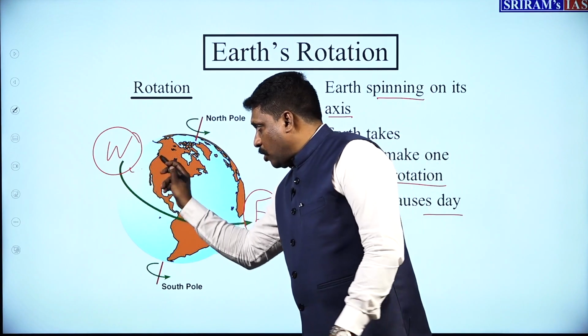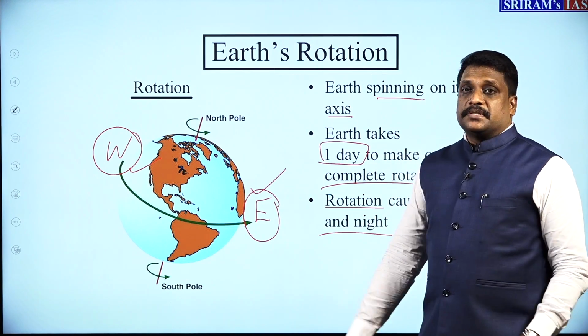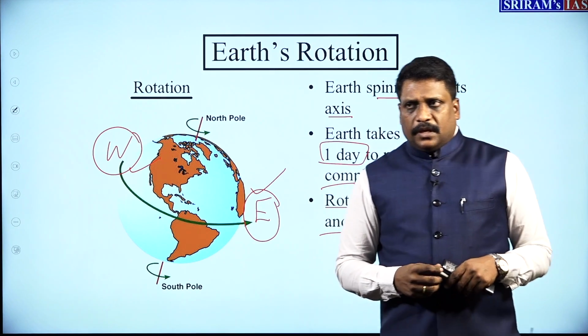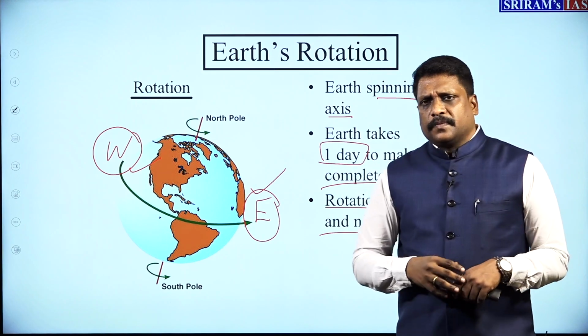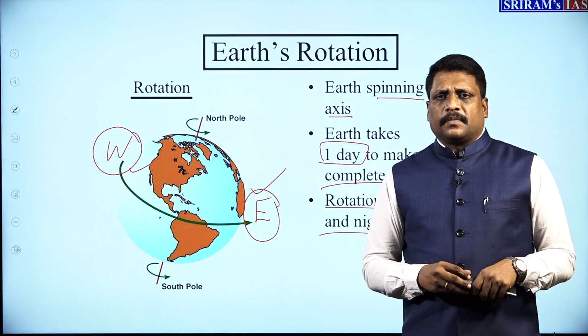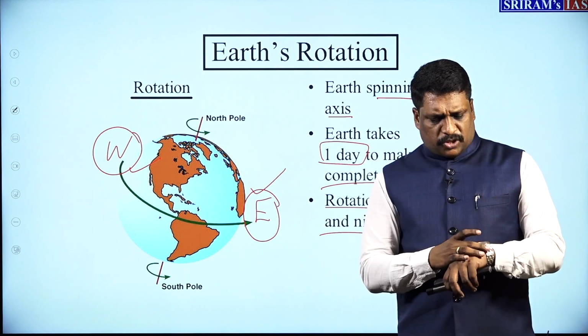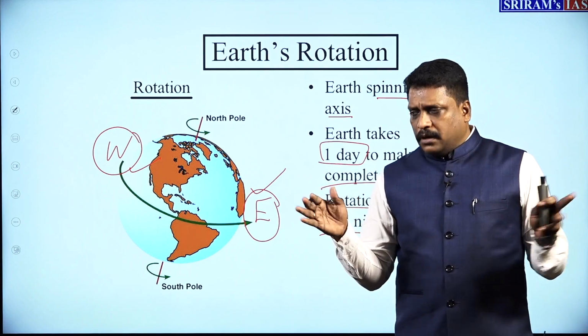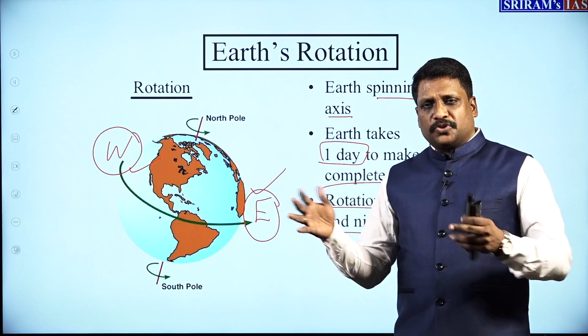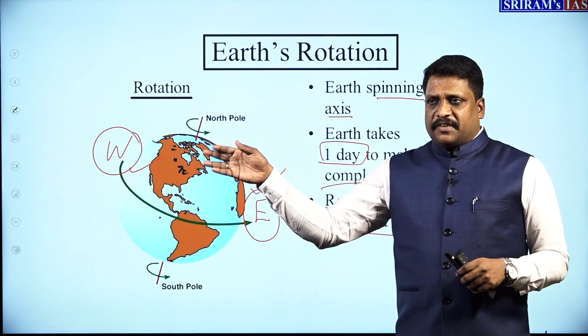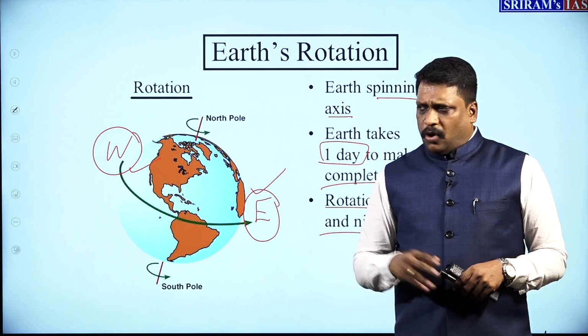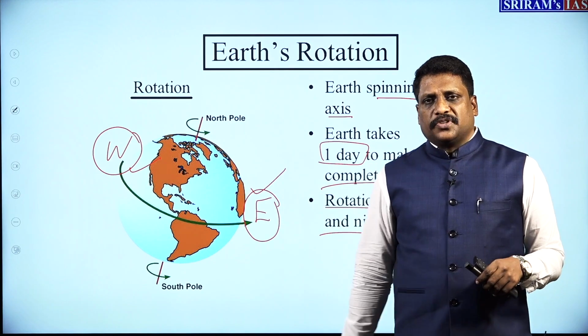Earth rotates from west to east. For example, assume I'm taking a journey, going somewhere, taking my very favorite seat, the window seat. Say I'm going by a bus or a train, occupying this window seat.